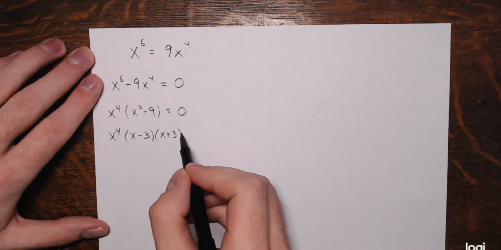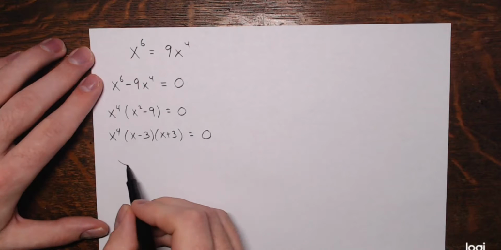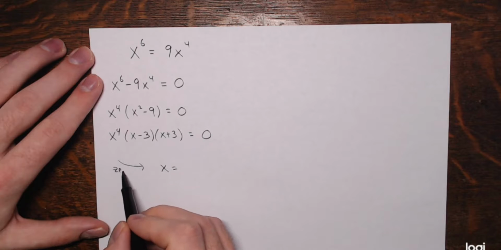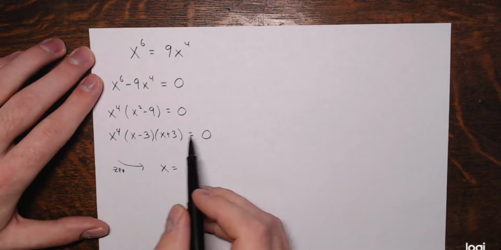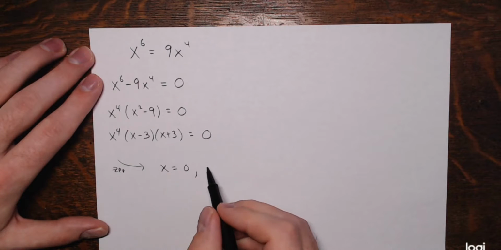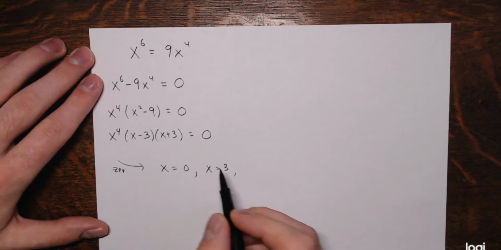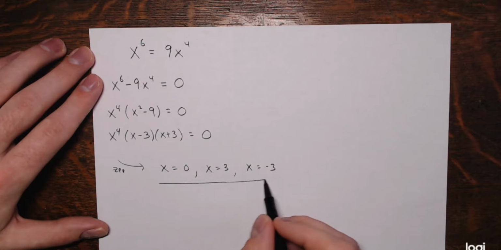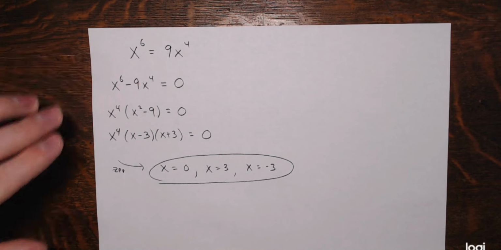Then I'll just jump right to the solutions right now. So, applying the zero product property, x to the 4th is 0 only when x equals 0. X minus 3 is 0 only when x equals 3. And x plus 3 is 0 only when x equals negative 3, right? And these should work. I leave it to you to check them.